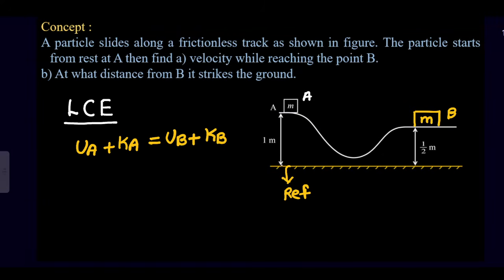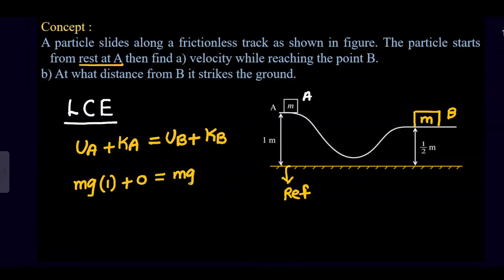Now from the reference, how much is the height? 1 meter. It has potential energy. How much potential energy? mgh. It is above the reference, that's why positive. mgh, where the h value is 1, and kinetic energy: initially the body is at rest at point A, so velocity 0 means kinetic energy 0. Now when it reaches point B, tell me.